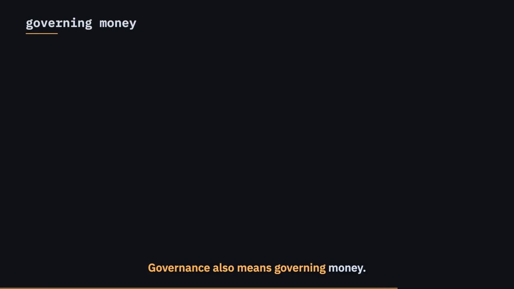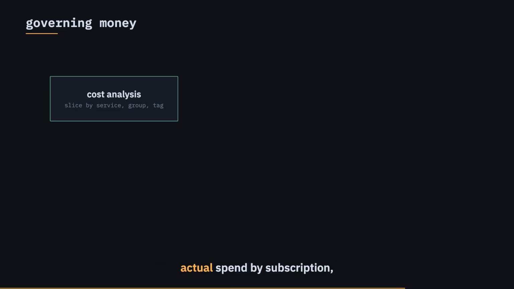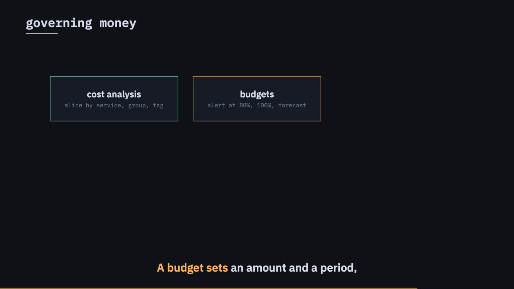Governance also means governing money. Microsoft Cost Management, built into the portal, has an analysis view that slices actual spend by subscription, resource group, service, or tag, and it is where those cost center tags pay off. For control, you create budgets. A budget sets an amount and a period, and alert thresholds. Notify these people at 80%, again at 100, and you can even alert on forecasted spend before it happens.